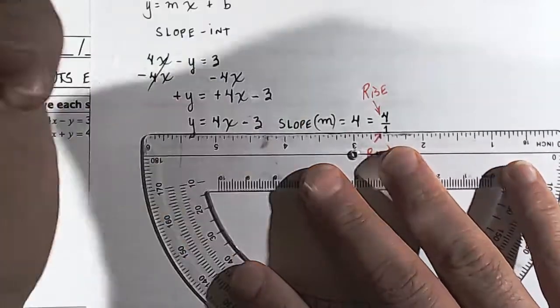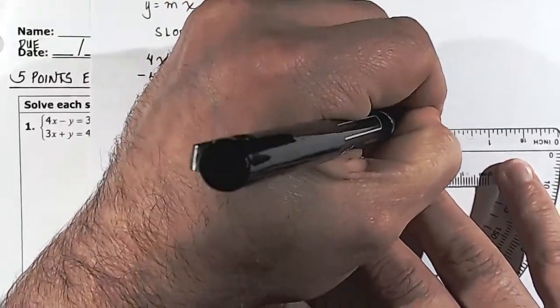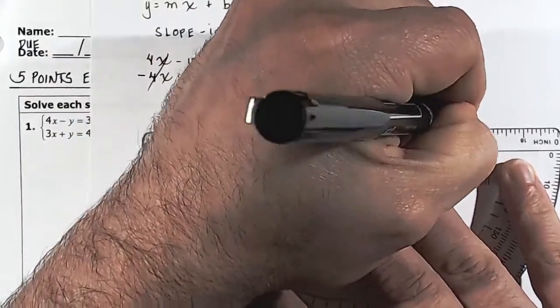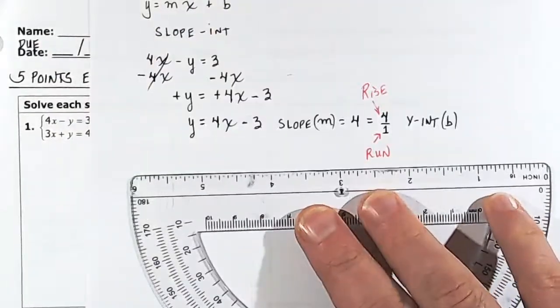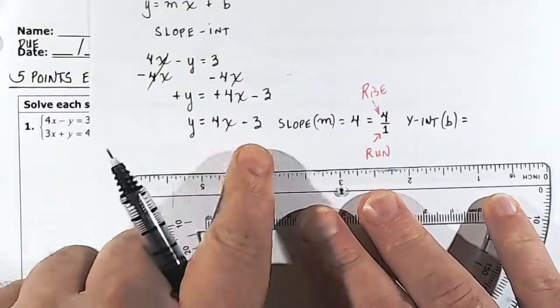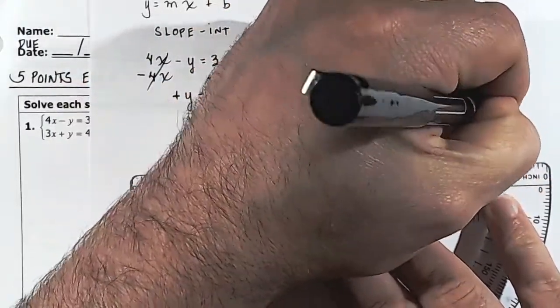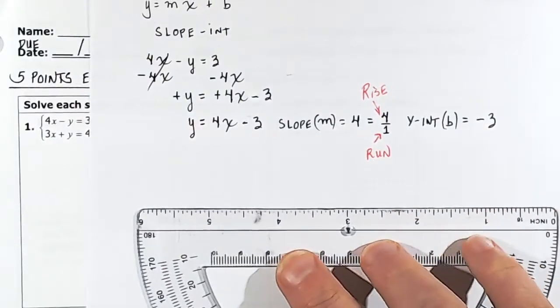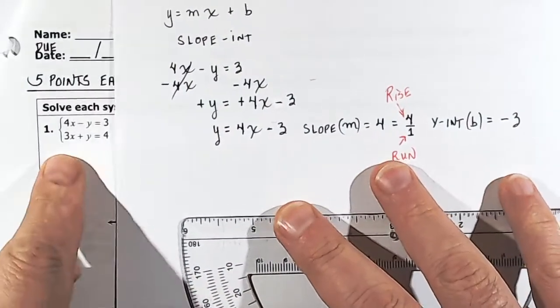And what is the y-intercept? The y-intercept, y-int, which we call letter b, lowercase letter b, is equal to negative 3. So this is where I will start graphing on the y-axis. And now we have to do the second equation.